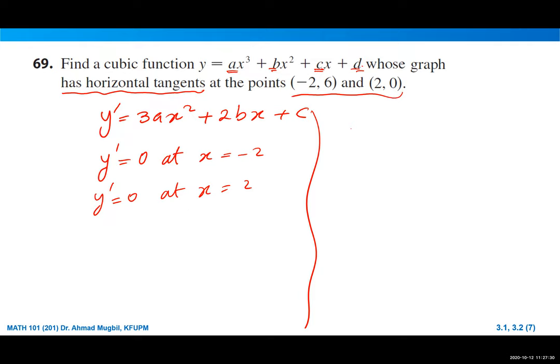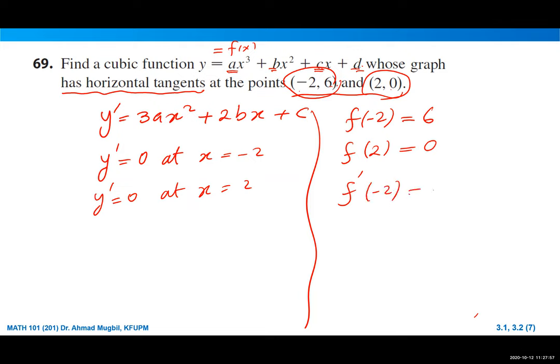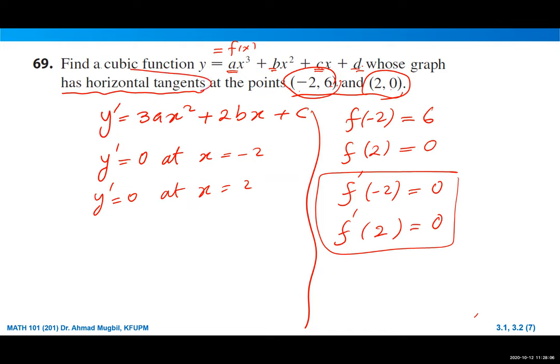Doctor, we have other equations. Let me call this f of x. So we have here f of negative 2 equals 6, and f at 2 equals 0. From where do I bring this? From here, because these points are on the graph. What else do I have? I have f prime at negative 2 equals 0, and also f prime at 2 equals 0. From where do I bring these two equations? From here. It said horizontal line at this point. So now these are the four equations that I will have. Let me write them down here.